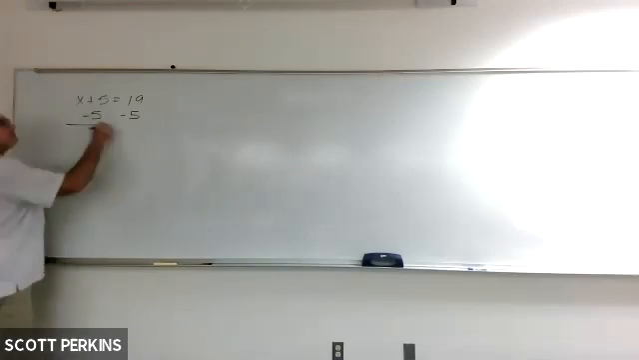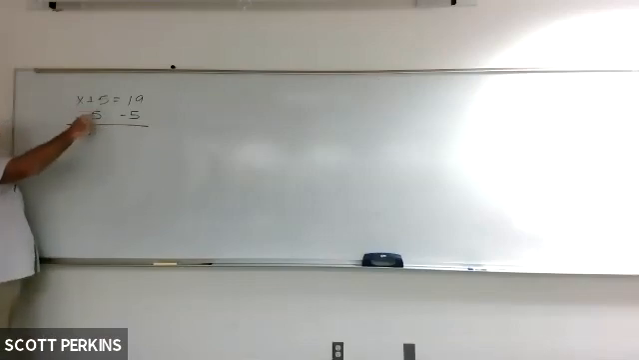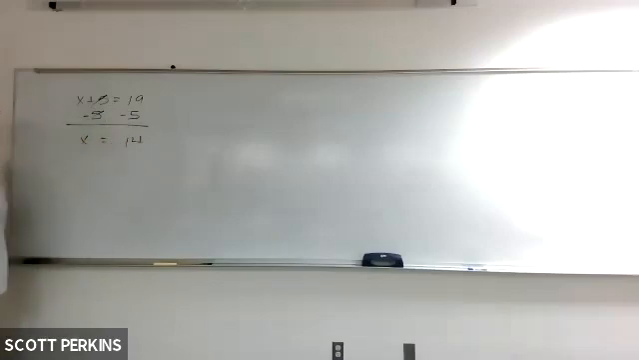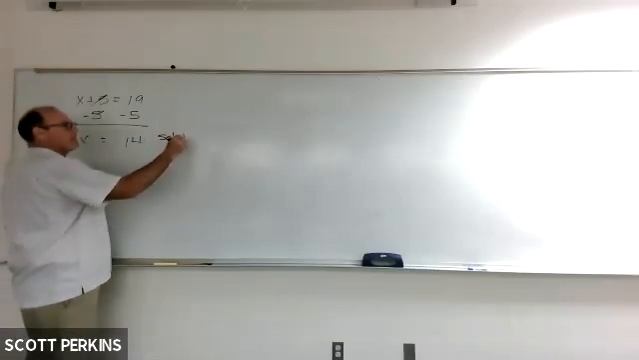So I subtracted 5 from both sides. What happens to the 5s on the left? They cancel. I have x. 19 minus 5 is 14. Like I said, you probably already knew that. What 14 is called is the solution.